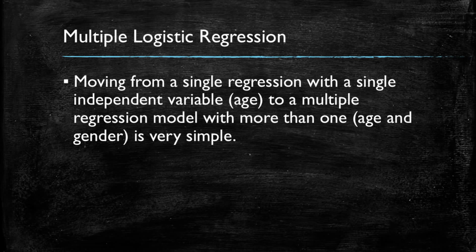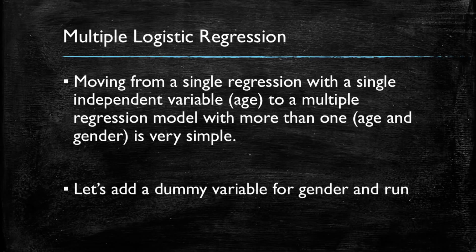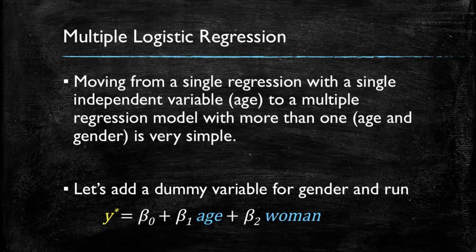Moving from a simple regression model with a single independent variable, in our case age, to a multiple regression model with more than one independent variable, we're going to be using age and gender, is actually very simple. Let's simply add a dummy variable to represent gender and run a model that has y star equal beta 0 plus beta 1 times age plus beta 2 times our dummy variable to indicate if a particular observation is a woman. We're going to use this as our multiple logistic regression model.